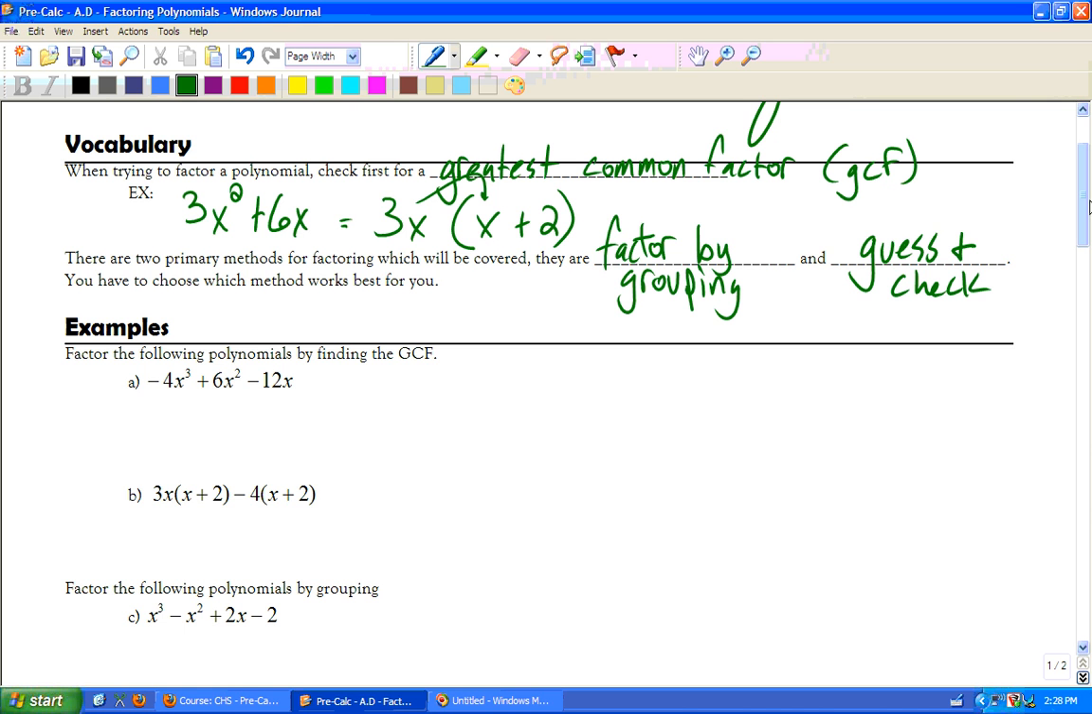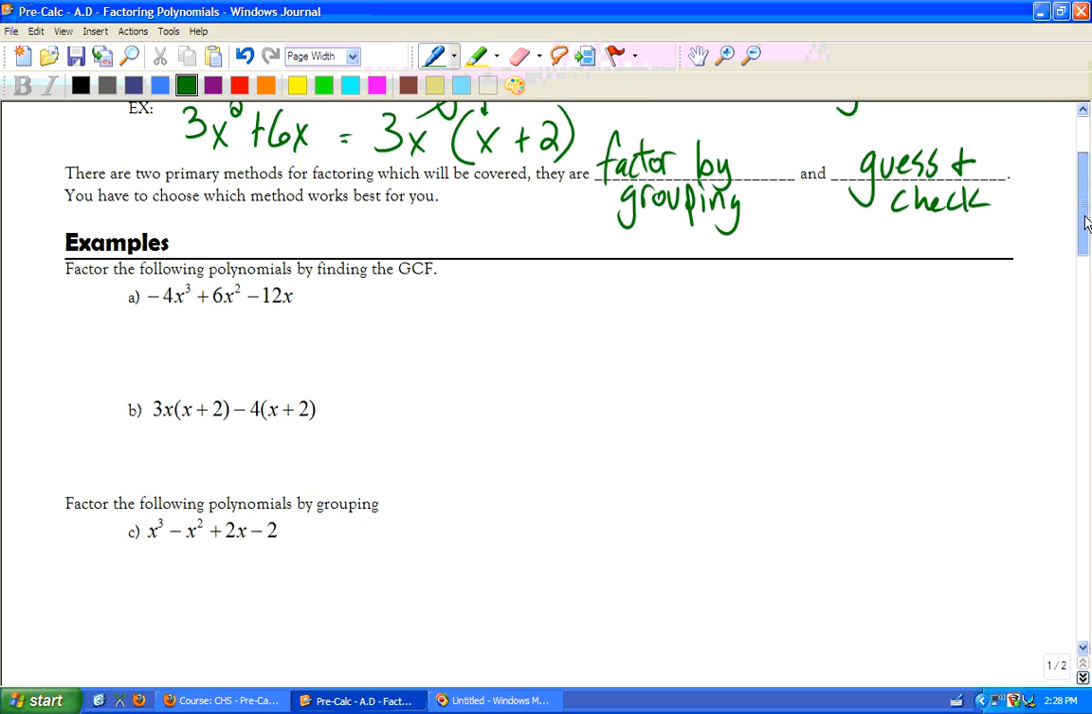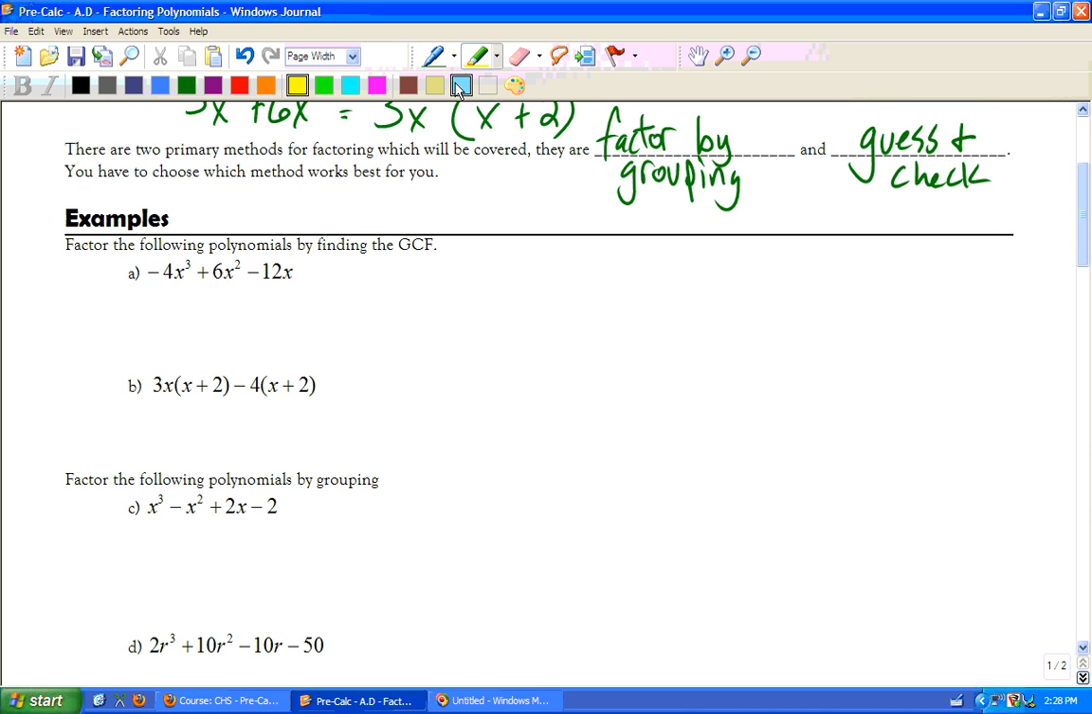Starting with some basic problems just by pulling out the greatest common factor. For me, I think the easiest way is to start with the coefficients: -4, 6, -12. My leading coefficient is a negative. I personally don't like having a leading coefficient of a negative number, so I'm going to pull out that negative. And then we're going to have to find the greatest common factor between 2, 4, and 12.